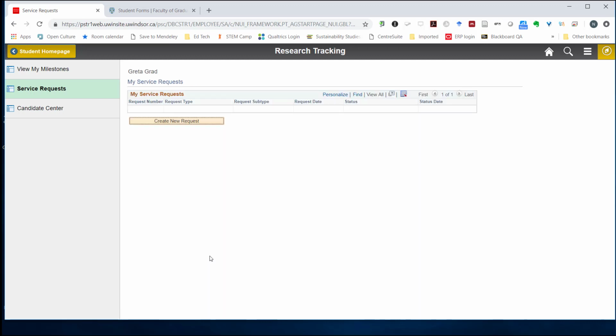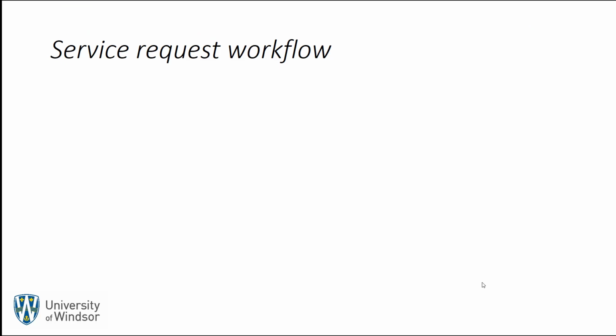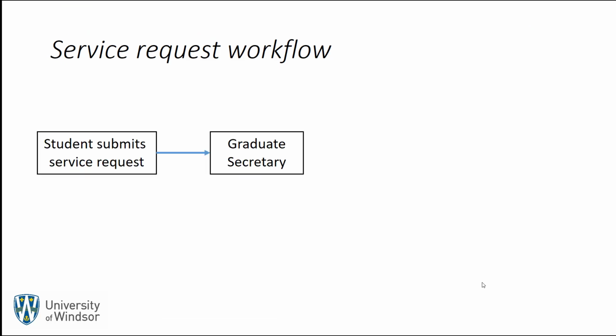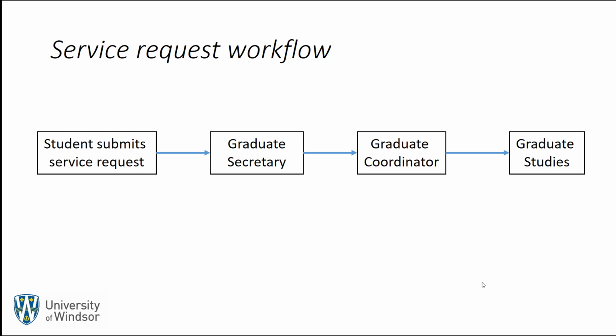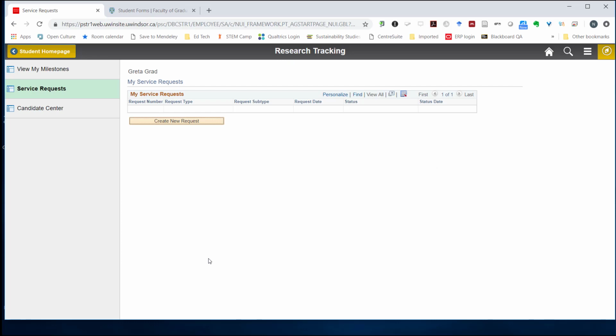After you submit your service request, the status of the request becomes submitted. You will then be able to track the progress of your request at each step. After your submission, the request moves to your graduate secretary. The status changes to Refer to Graduate Coordinator. After your graduate coordinator approves the request, they refer the submission to Graduate Studies. The request is either accepted or rejected by the Faculty of Graduate Studies. If approved, the status in all sections would read Approved.